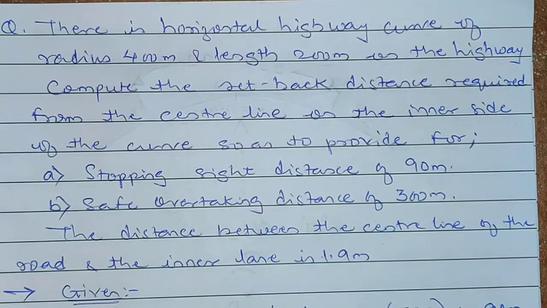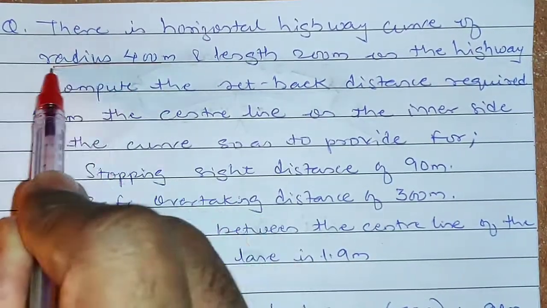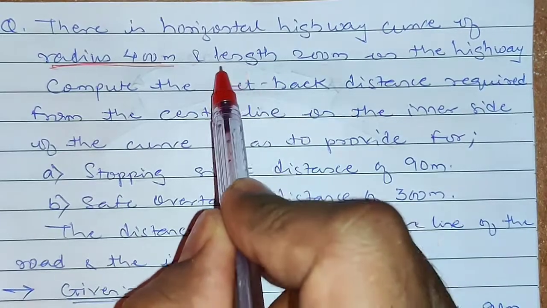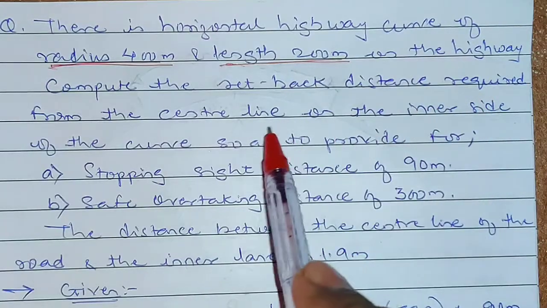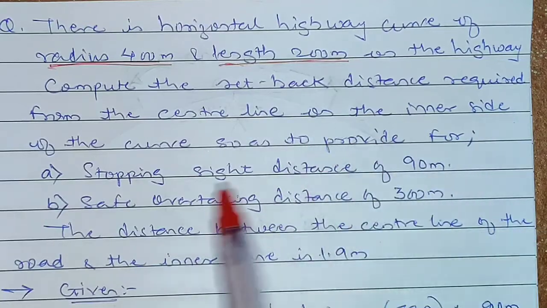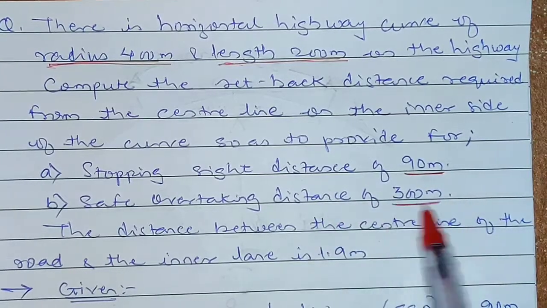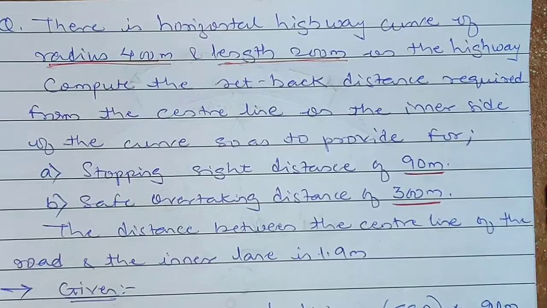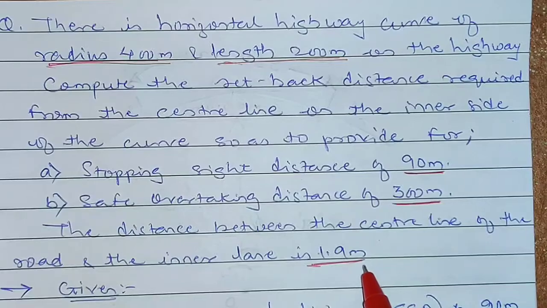In this session, we shall discuss a numerical on the calculation of the setback distance. The statement of the numerical is as follows. There is a horizontal highway curve of radius 400 meters and length 200 meters on a highway. Compute the setback distance required from the center line of the inner side of the curve so as to provide, first, a stopping sight distance of 90 meters, and second, a safe overtaking distance of 300 meters. And the distance between the center line of the road and the inner lane is 1.9 meters.